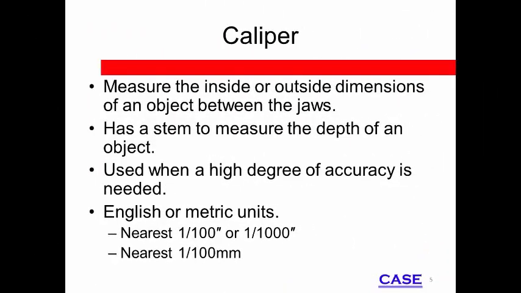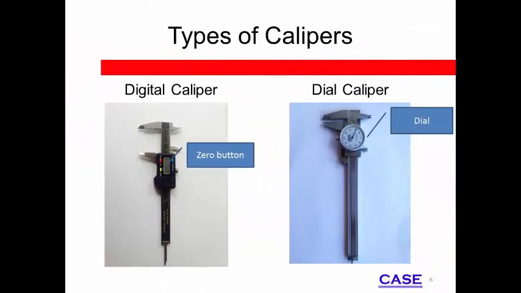Calipers are highly accurate tools used when precise measurements are needed. Inner and outer dimensions, as well as depths, can be measured with a caliper. Calipers present the measurements in multiple forms that are read differently. A digital caliper provides a numerical decimal reading. A dial caliper has to be read on a dial scale to calculate the correct measurement.